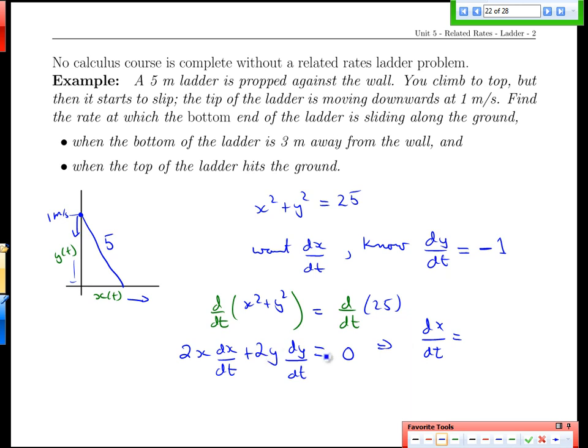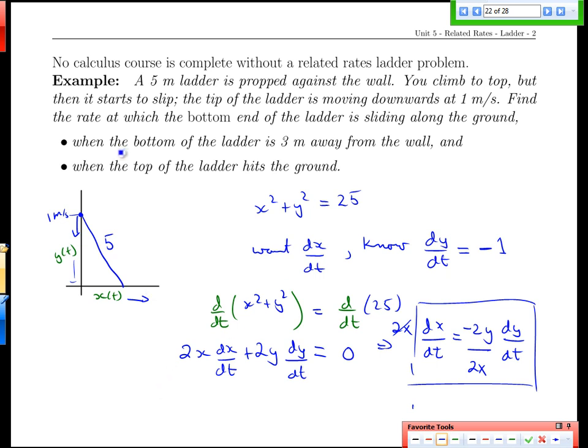dx/dt: we'll bring everything to the other side, so we'll have 2x dx/dt is equal to negative 2y dy/dt, and then we can divide by the 2x and get that. That would be our relationship between the rate that we know, the tip of the ladder sliding down the wall, and the rate we want, the rate at which the bottom of the ladder is being kicked out.